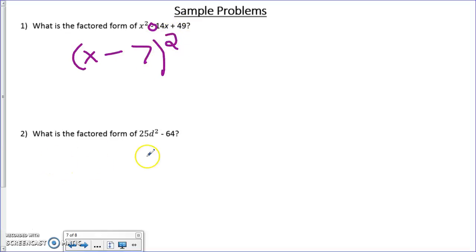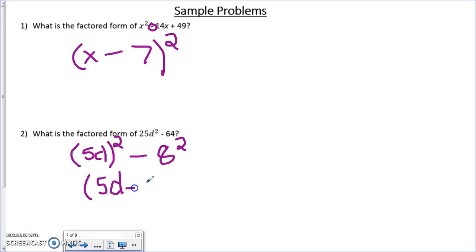Number 2, what is the factored form of 25d squared minus 64? Here we only have 2 terms, so the only possible special case that it could be is difference of squares. Now we need to make sure that 25d squared can be written as a square. Well, the square root of 25 is 5, the square root of d squared is d, so we can write that as (5d) squared, and we can rewrite 64 as 8 squared. We're going to use the rule for difference of squares, so the final answer is (5d minus 8) times (5d plus 8).